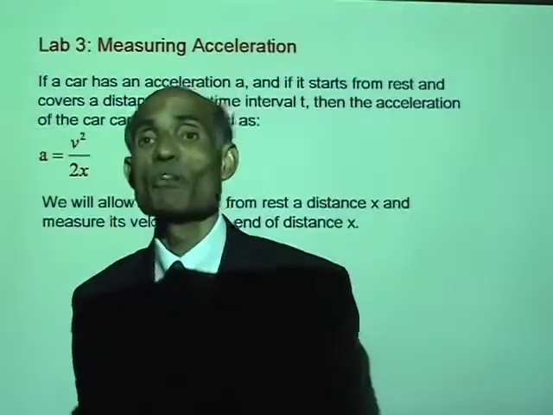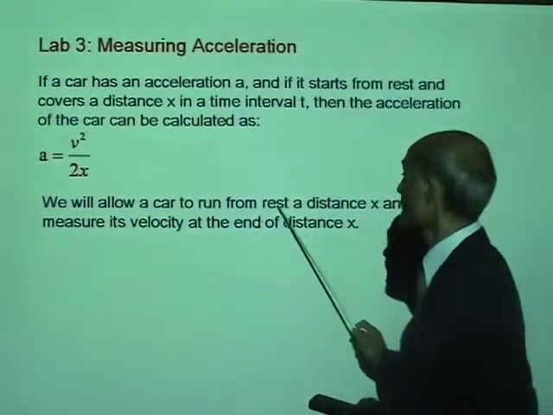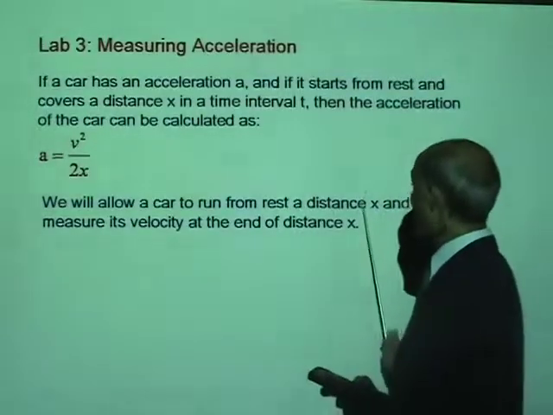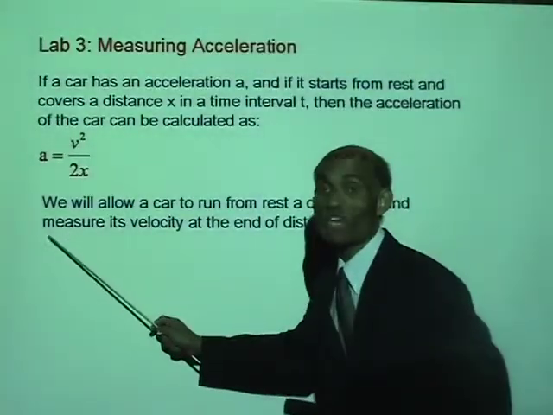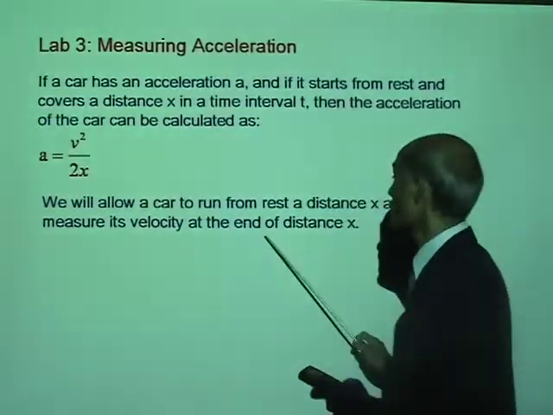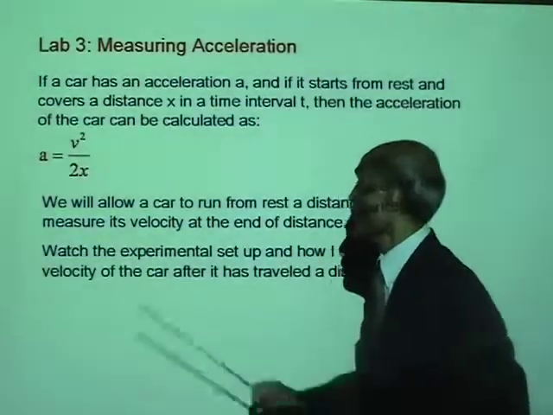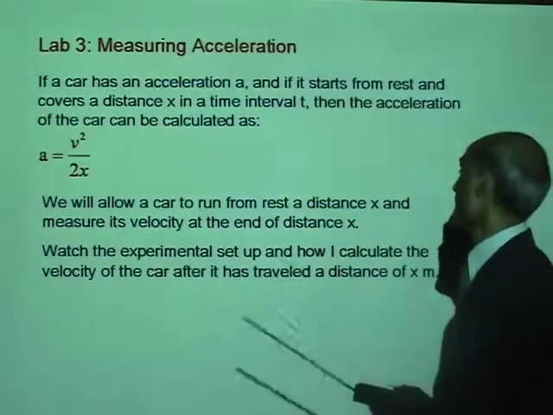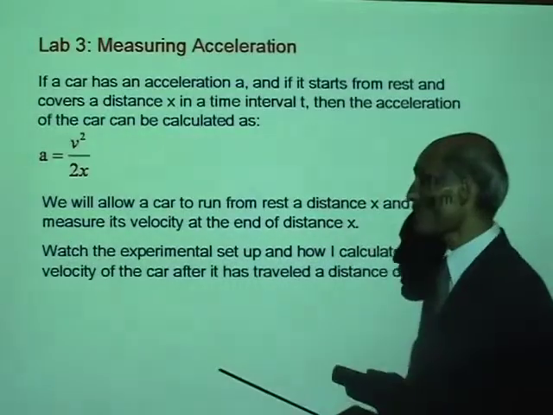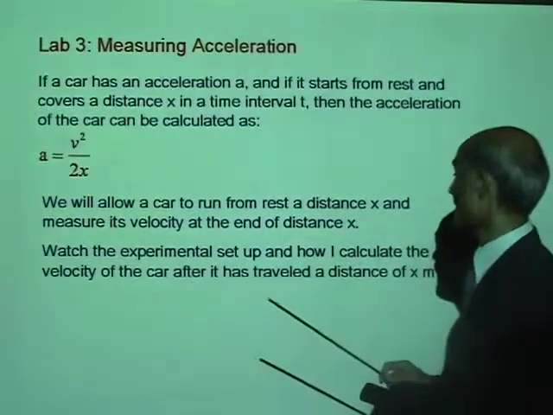Alright, I'll explain further. I'm going to show you the setup. So we will allow a car to run from rest a distance x, and after running the distance x, what is the velocity the car has acquired? We will measure that velocity at the end of that distance x. Now, watch the experimental setup and how I calculate the velocity. Well, I will give you the information to do the calculation.